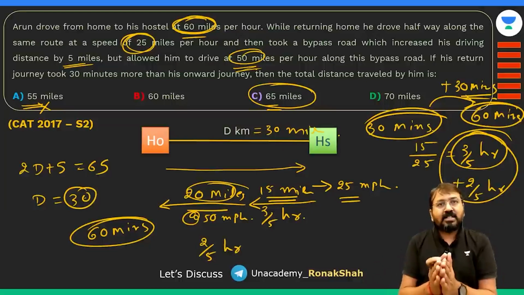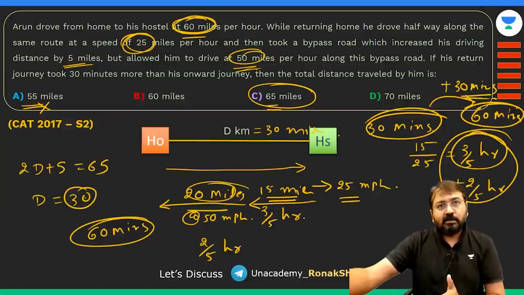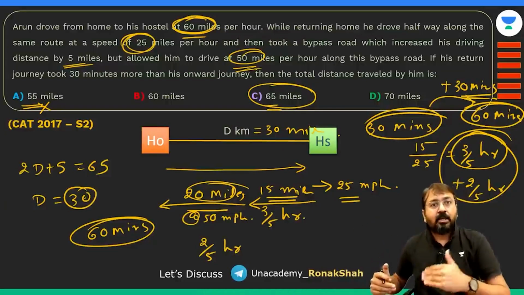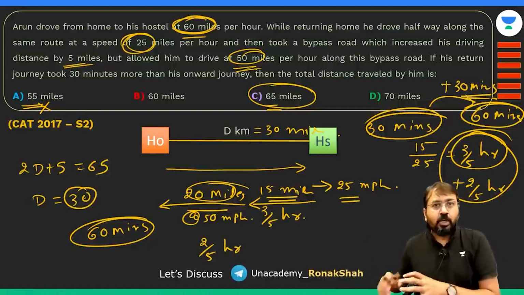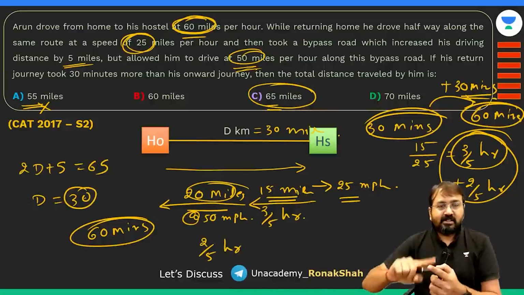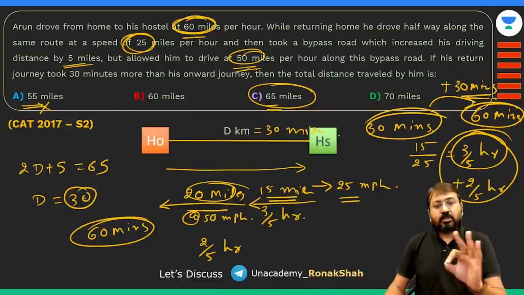So if I consider distance as 30, time while going will be 30 minutes and time while coming back, because I am making my speed almost half, it will become double, that is 60, and that 30 and 60 difference will be 30 minutes. So that's the reason I picked that.